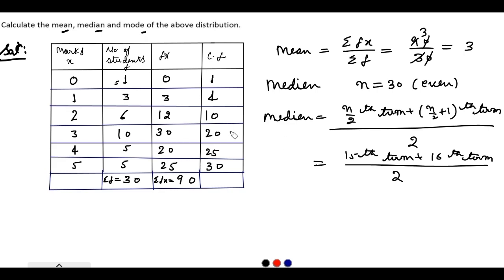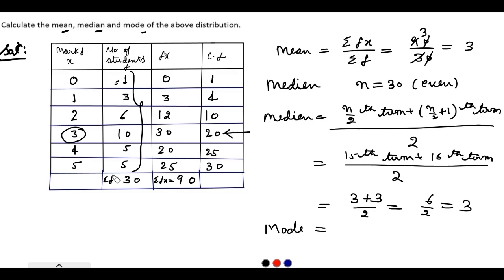15th and 16th terms both will be in this group, meaning the corresponding x is 3 for the 15th term and for the 16th term. The value of median is 3. Now mode is the most favorable case, and the most favorable case means the term having the highest frequency, that is 3.